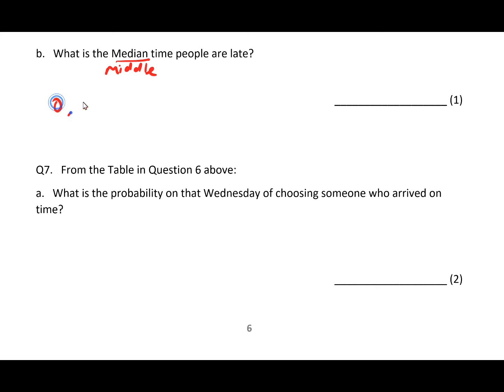So we had 3 zeros, a 1, a 2, a 5, and an 8 as our times that people were late. So the median time, because there are 7 of them, we knock them off from each end, and we have 1 minute as our median time for 1 mark.